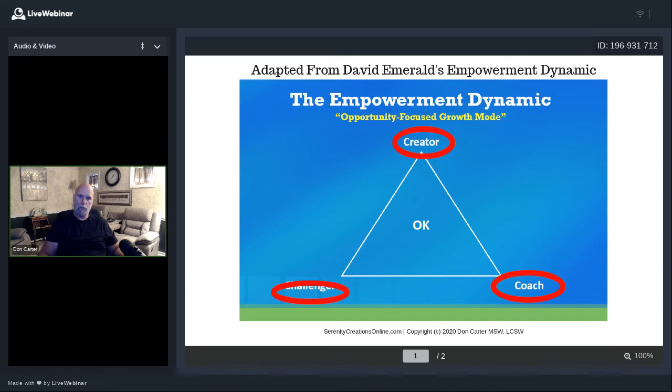But if this was a victim or a rescuer on the sideline, then they would put me on the bench and try to go in and play the game for me. That's the difference there. So also in this model, there's no such thing as a persecutor or a problem. There's only an opportunity for growth or a challenge or a challenger. So in this case, my diabetes was the challenge that I had to rise to.